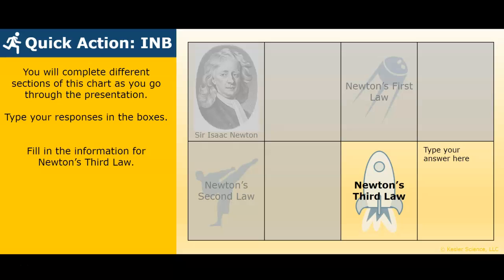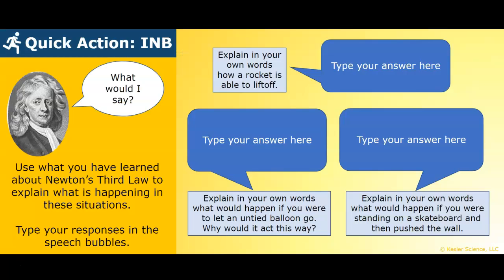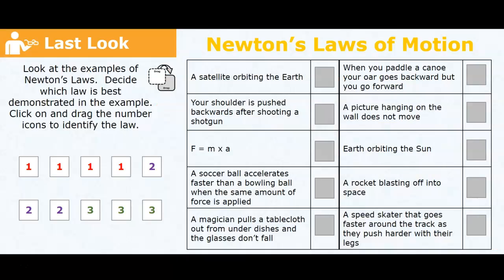Here you're going to explain Newton's third law. Think about it, you're thinking here specifically about mass and acceleration, and answer questions A and B. Now you're going to explain in your own words how a rocket's able to lift off, what would happen if you let an untied balloon go, why it would act this way, and what would happen if you're standing on a skateboard and then push the wall. So using Newton's third law, make sure you say what would Newton say in those three bubbles.